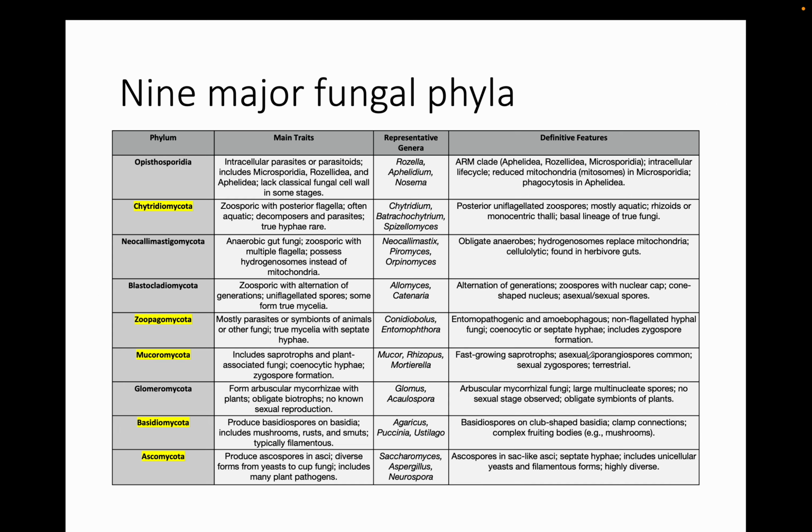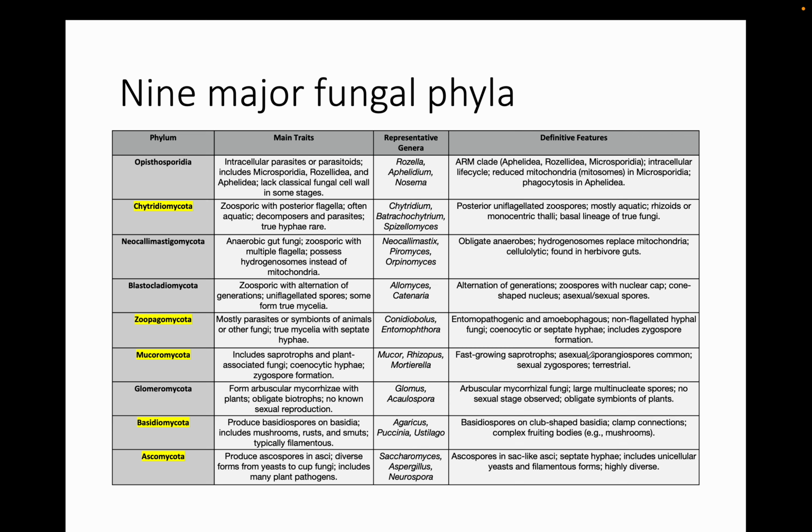All right. In terms of the systematics of the kingdom Fungi, there are 9 major fungal phyla that are currently recognized. We have the Opisthosporidea, the Chytridiomycota, the Neocallimastigomycota, Blastocladiomycota, Zoopagomycota, Mucoromycota, Glomeromycota, Basidiomycota, and Ascomycota. The main traits of these major phyla are listed on the second row, the second column rather.